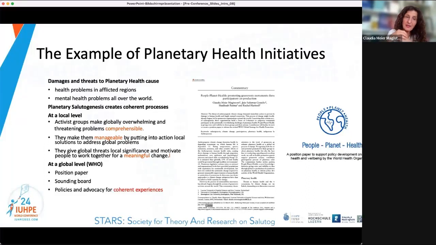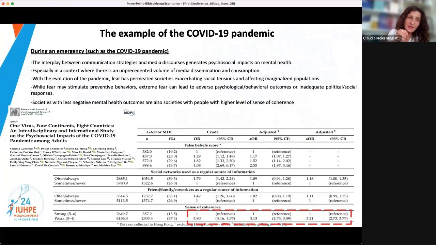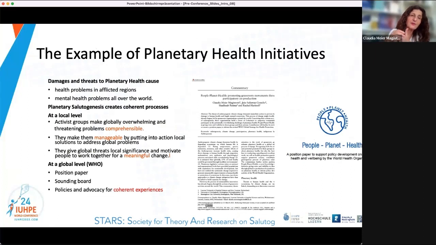Yes, in the People Planet Health project, we united a whole lot of projects of activist groups into a group, and together we wrote a position paper to inform WHO policies in a novel process of global participation, with the result that WHO invited these activist groups and the project to form a sounding board that will further try to make processes and structures coherent for the experience of people and meaningful ways for coping with catastrophes like the planetary health catastrophe. Please, Mathieu.